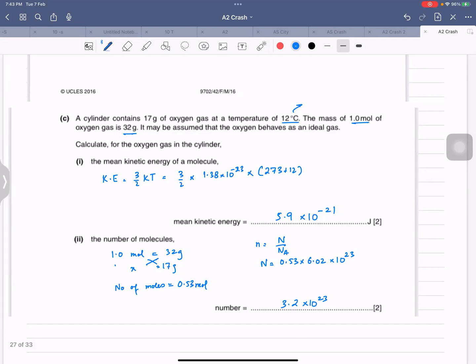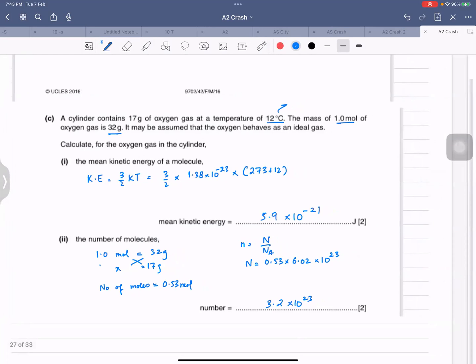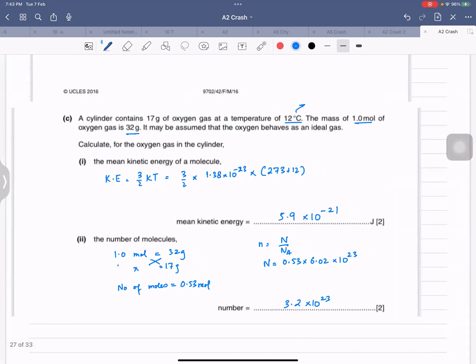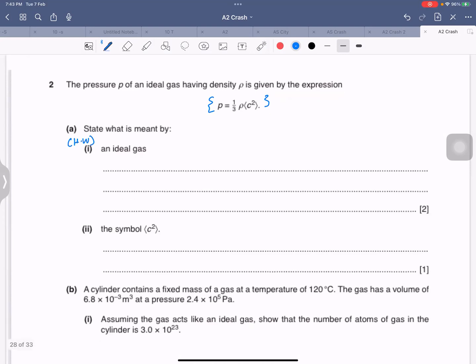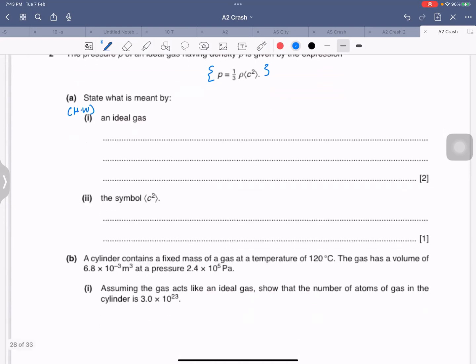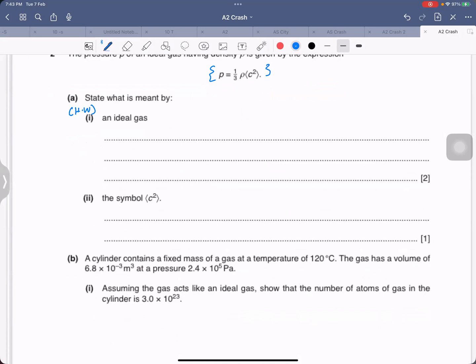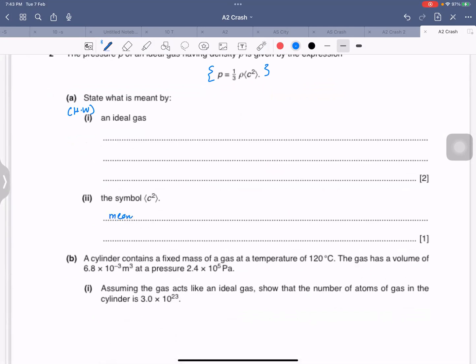Yes, sir. Okay, so this is the question related to the same equation that I asked you to derive. So what is meant by ideal gas? This we have already done, so you can do it as homework, but I'm going to do this one. The symbol of C square is basically called mean square speed. In case of root, it would be just C.